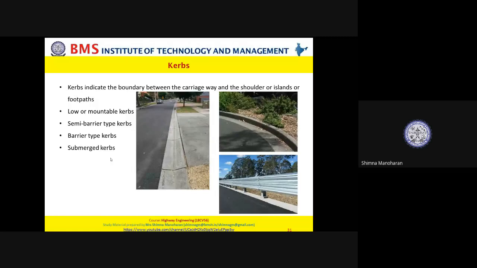Submerged curbs are usually provided for rural areas, wherein the curb will be submerged and will look something like this. So if this is the carriageway, a curb will be provided like this so that the pavement or the carriageway is protected. So this will be the curb. This actually separates. So if you have the shoulder here, or if you have the footpath here, this curb will actually protect the pavement.